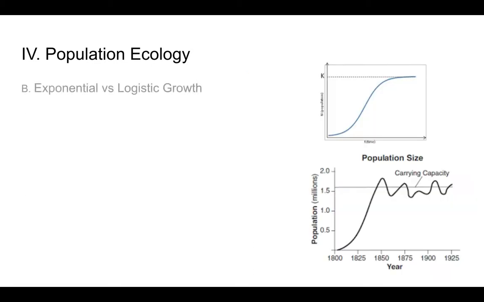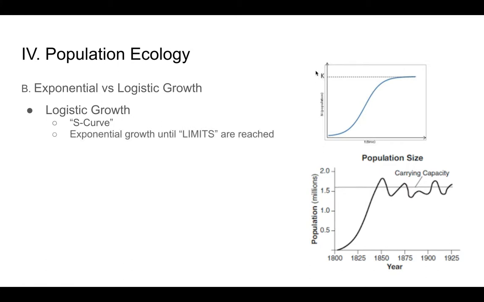The second growth rate is called logistic growth rate. Logistic growth rate is this diagram in your notes. Logistic growth rate is an S-shaped curve. And really, logistic growth rate is exponential growth up to a certain point. And this line here is given a variable called K. So exponential growth until some kind of a limit or limits are reached. Those limits indicated on your graph as K, those are something called carrying capacity.